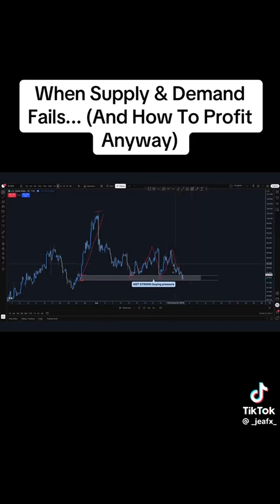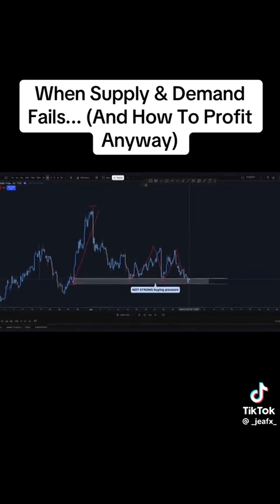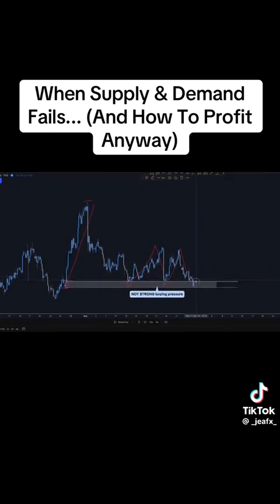So what can that tell us then? Well, it tells us this demand is no longer seen as a discount by as many traders in as much force as it previously was. Therefore, it gives us insight into the fact that this market may potentially go lower. So there's a few ways we could set up here.